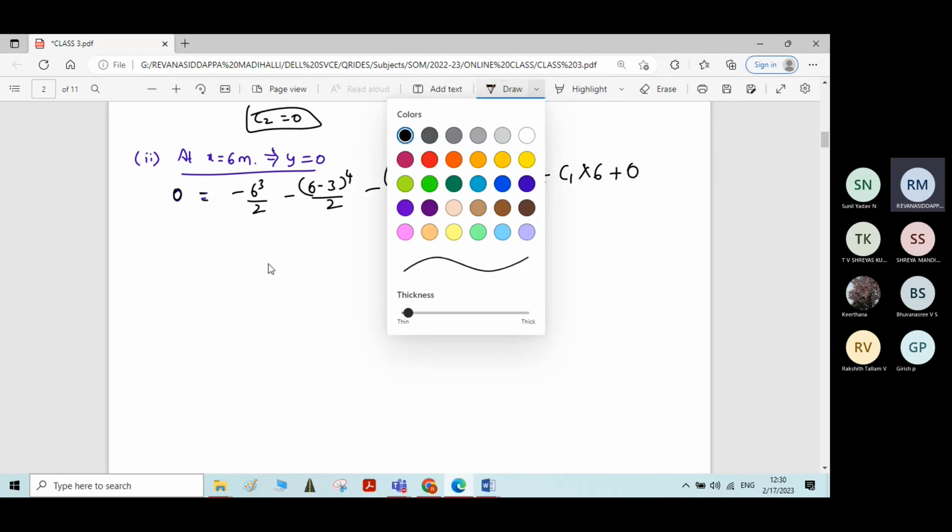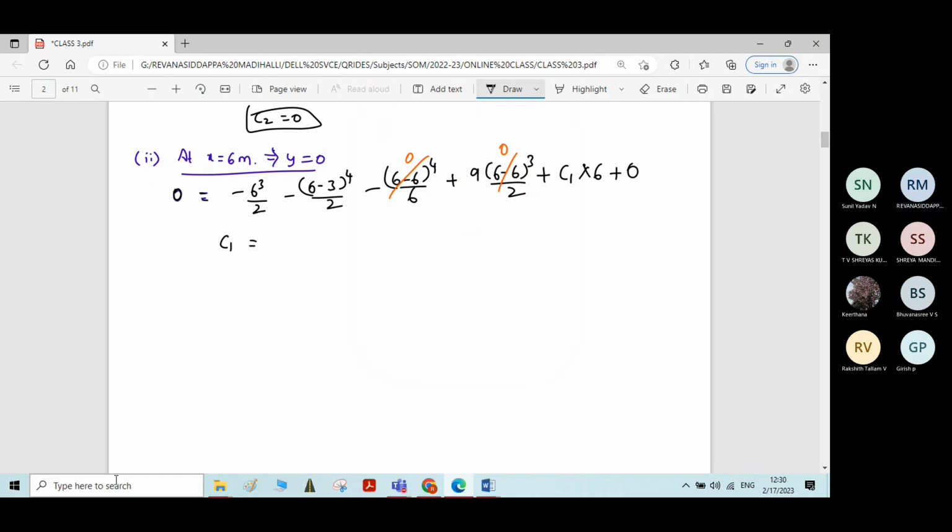Tell me the answer quickly. What is the value of C1? Calculate the value of C1. Tell me the answer immediately after calculating. Sir, 20.25. It will be 6 C1 is equal to 121.5 you will get. So C1 is equal to 20.25. I got 20.25, no problem. 20.25 only, okay.